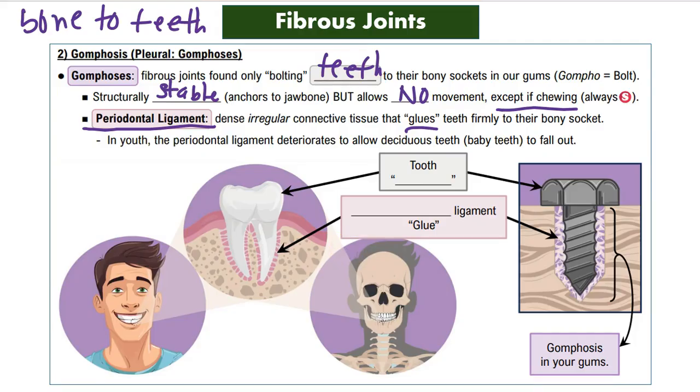So let's go ahead and orient ourselves. And we see here that we have a bolt, which can represent the tooth. Okay? So this bolt is going to represent the tooth.